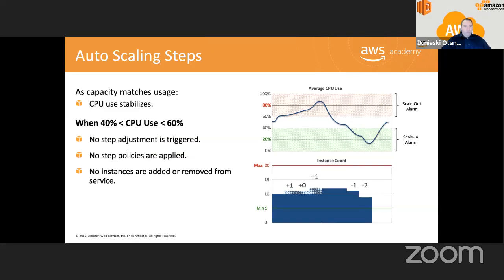Now, when it is greater than 40% and less than 60%, no step adjustment is triggered, so no step policies are applied, and no instances are added or removed from the service. This is another one that you can have, another policy.